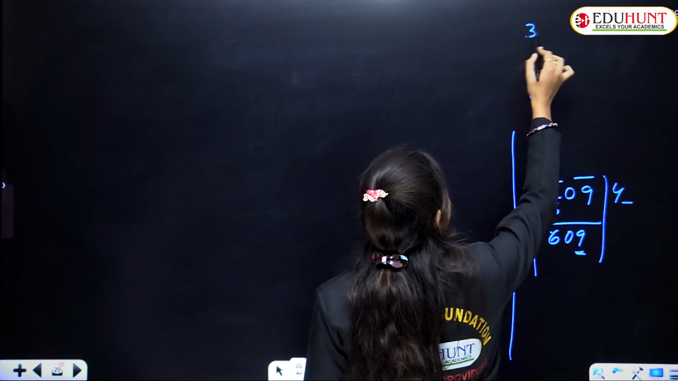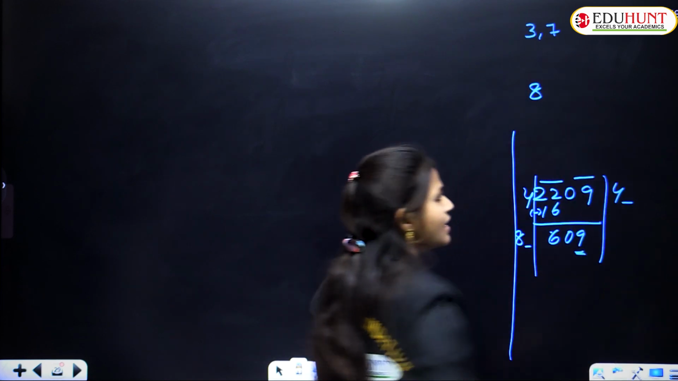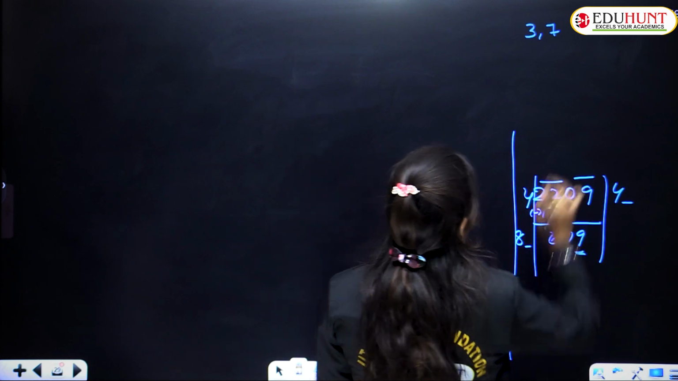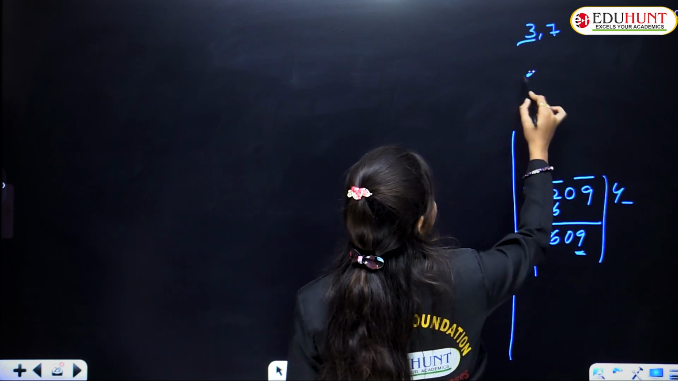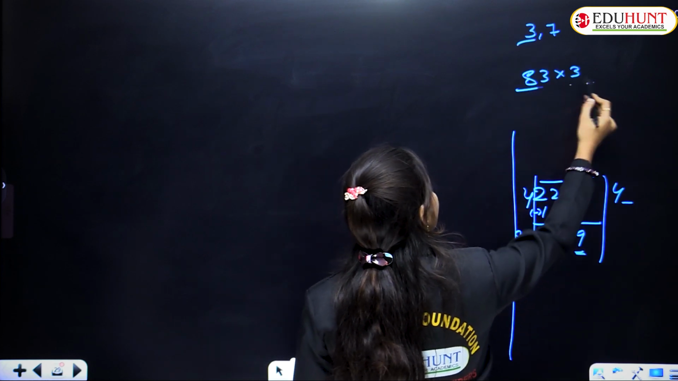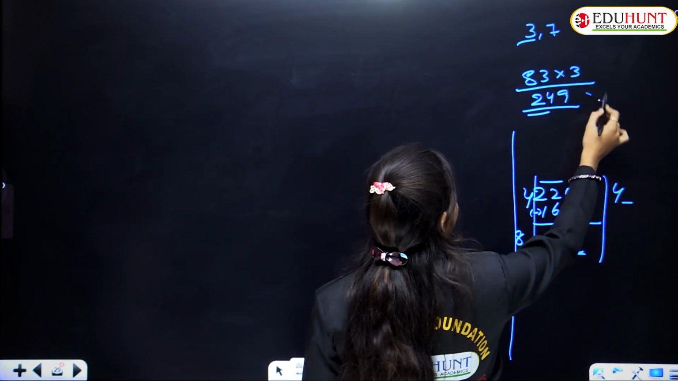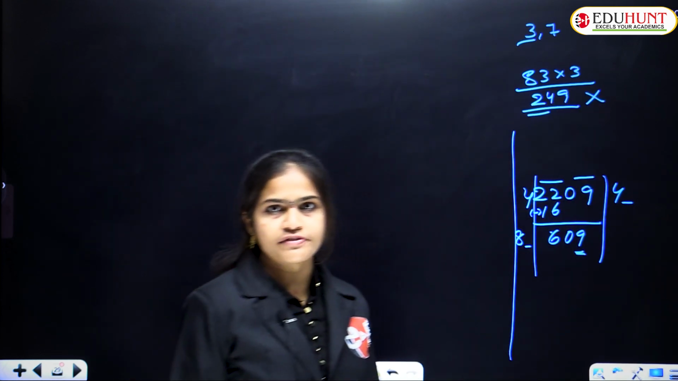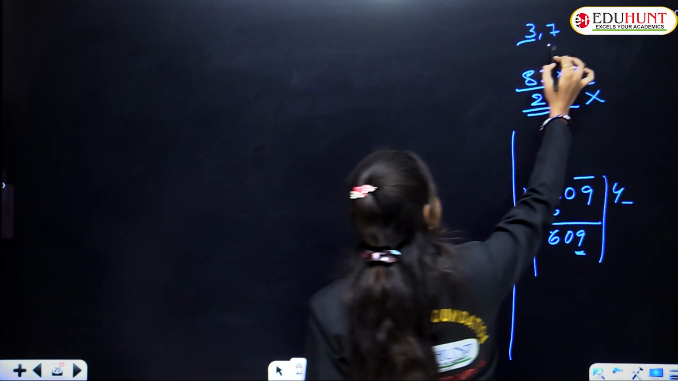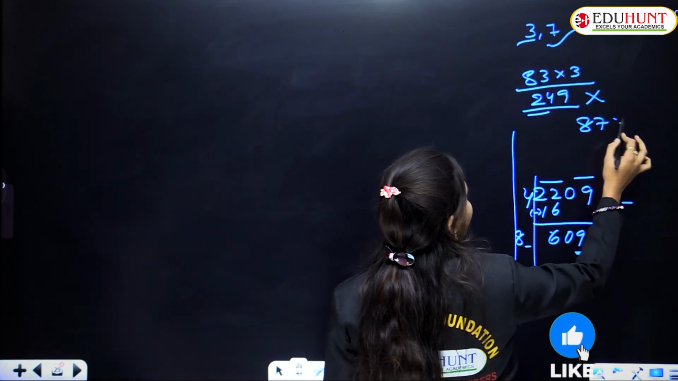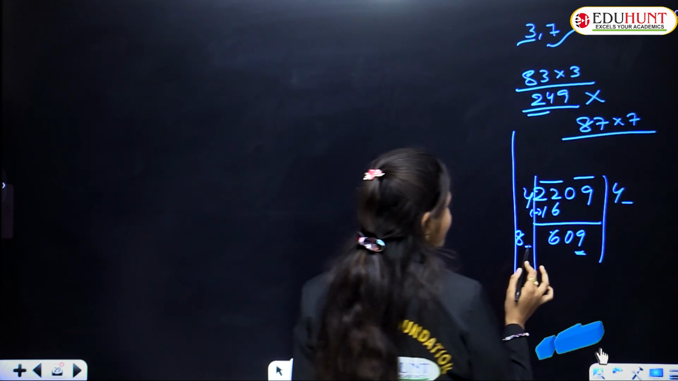9 is there means two possibilities: one is 3, another one is 7. First I am going to check 3. So 83 into 3, what will we get here? 3 threes are 9 and 3 eights are 24, so 249. It is not existing here, that is not sufficient. So we have to go for 7. So 87 into 7.